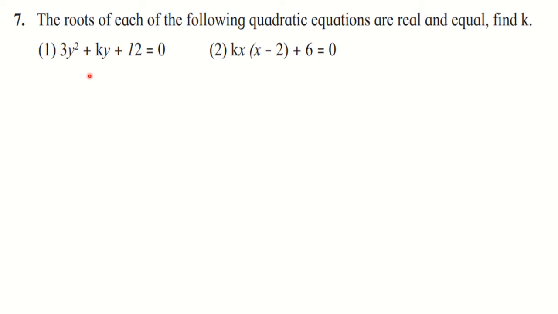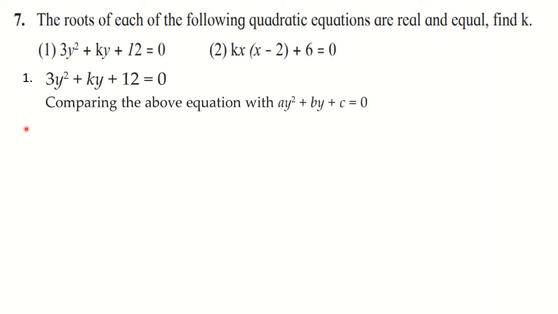Okay, so let us start solving question number 1. 3y square plus ky plus 12 is equal to 0. We need to find delta where we have the values of a, b and c. So immediately we need to compare this equation with the standard form and write down the values of a, b, c. So we are going to write, comparing the above equation with the standard form, a y square plus b y plus c is equal to 0. As I have told you, here you can use the variable x also because that is a standard form. So it is not necessary that because y is there, you should also use y. You can write x also.